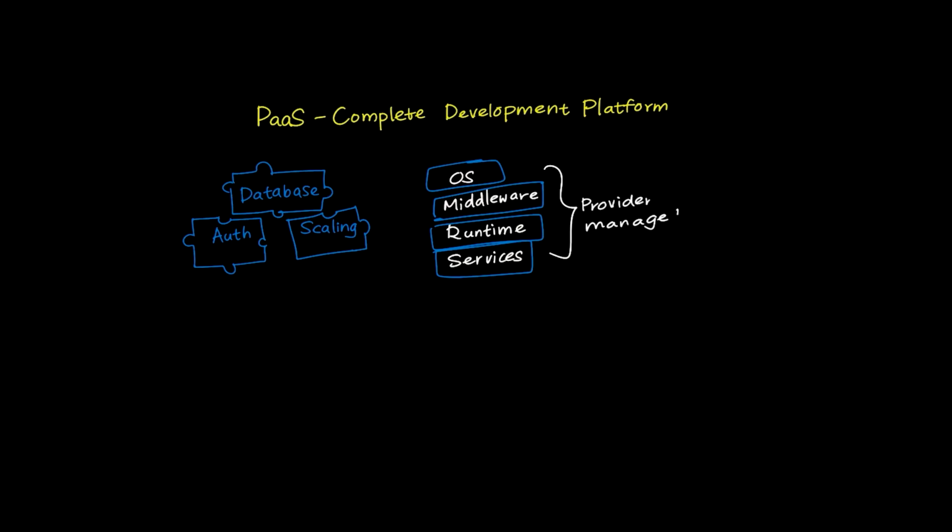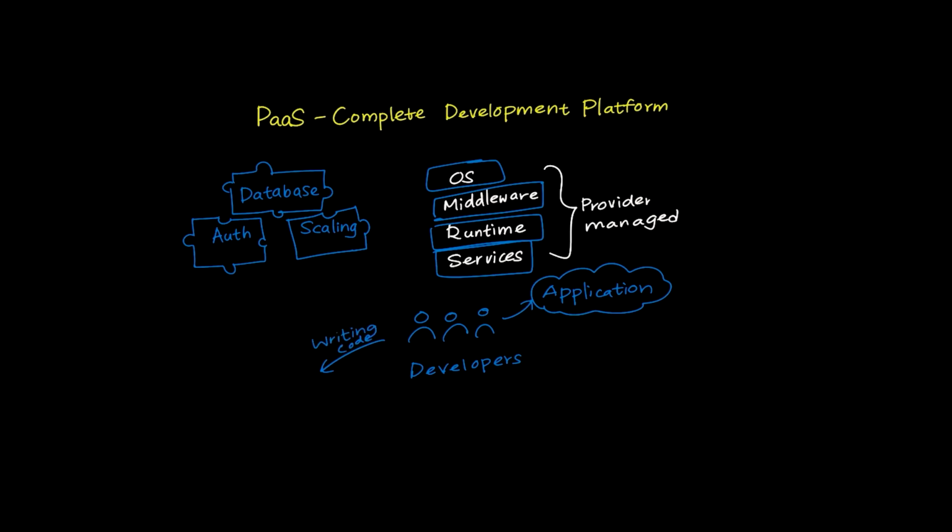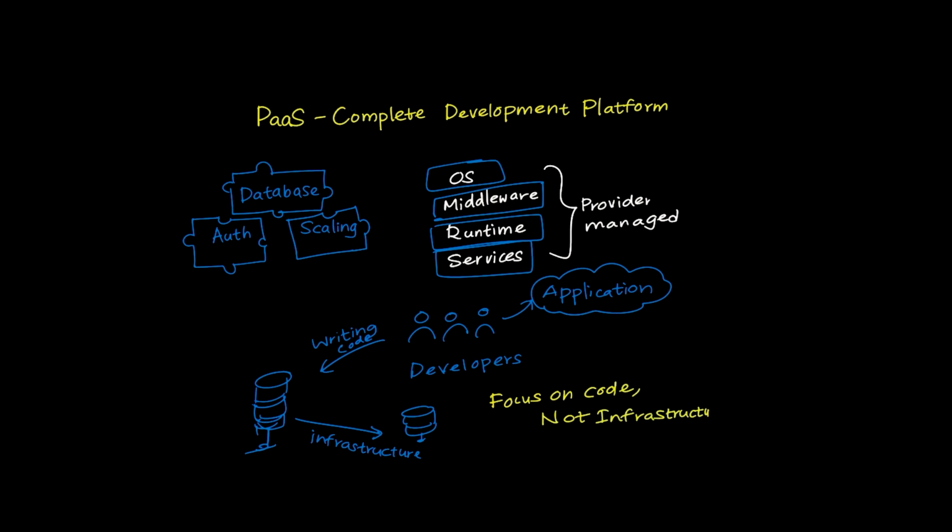The operating system with its endless patches, the middleware connecting everything together, the runtime environments for your code, and services like databases and authentication. Your developers focus purely on writing business logic and building features that differentiate your product. Infrastructure as a service would require managing everything yourself. Software as a service gives you finished apps, not development platforms. And database as a service is just one component of what PaaS provides. Platform as a service delivers the complete development ecosystem without the infrastructure burden.